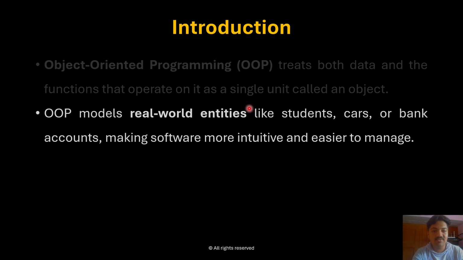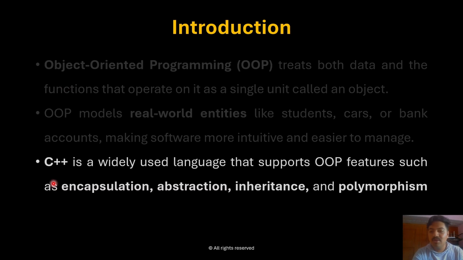These are some real-world examples that use object-oriented programming. We can see the students have many qualities, small objects like their roll number, their name. Cars have their model type, engine type. Bank accounts have their username, bank account number, like that. So making software for these types of real-world examples is easier using object-oriented programming.